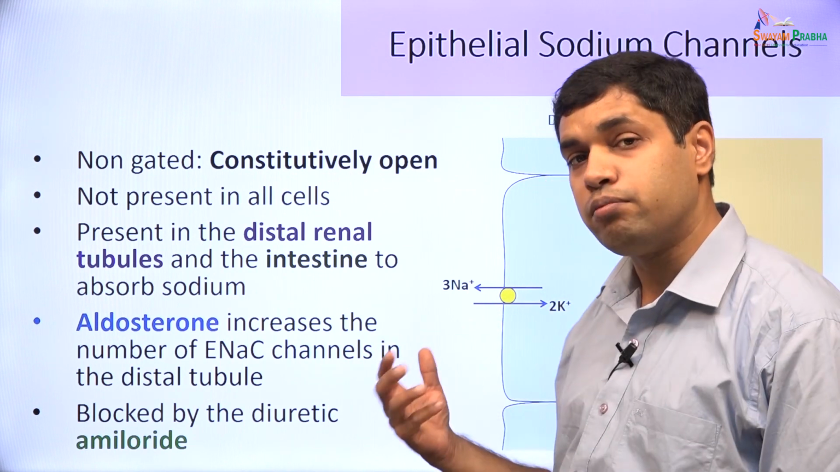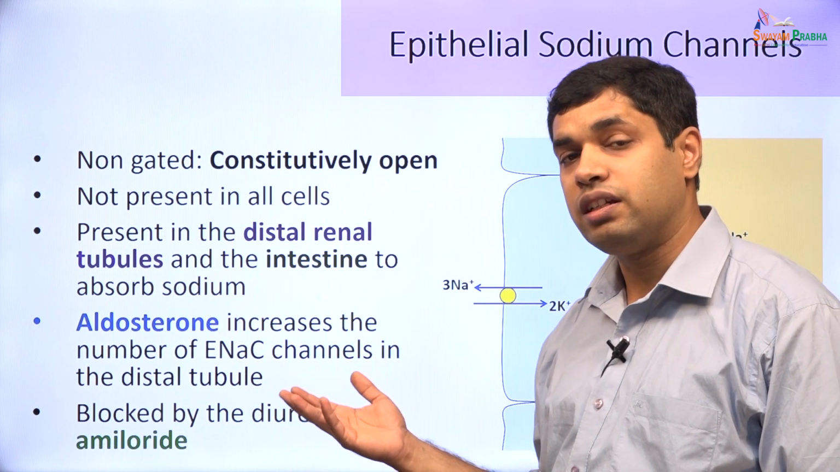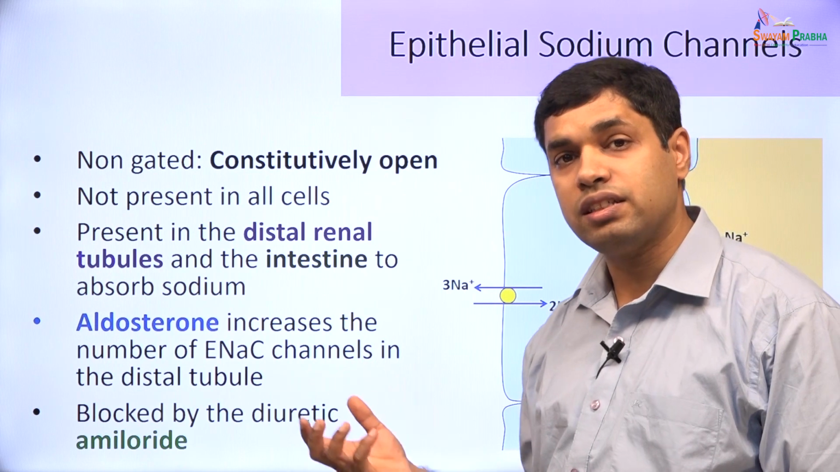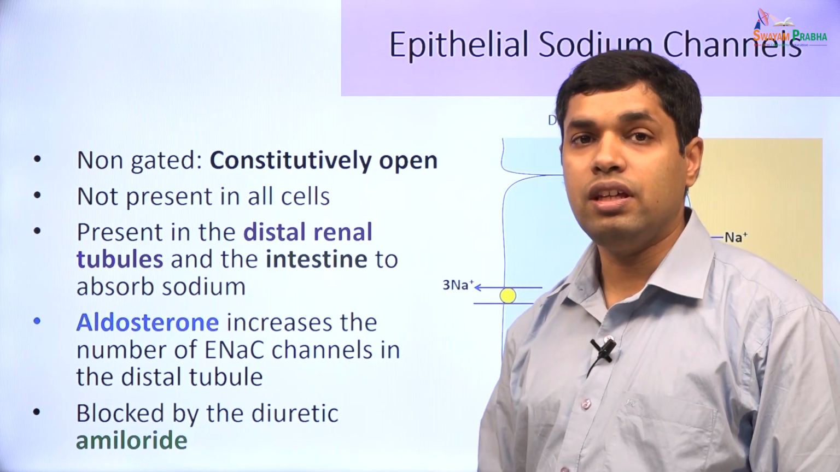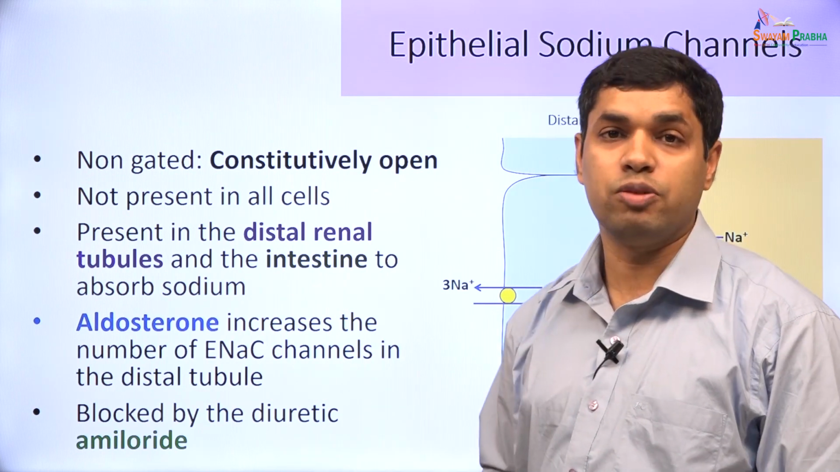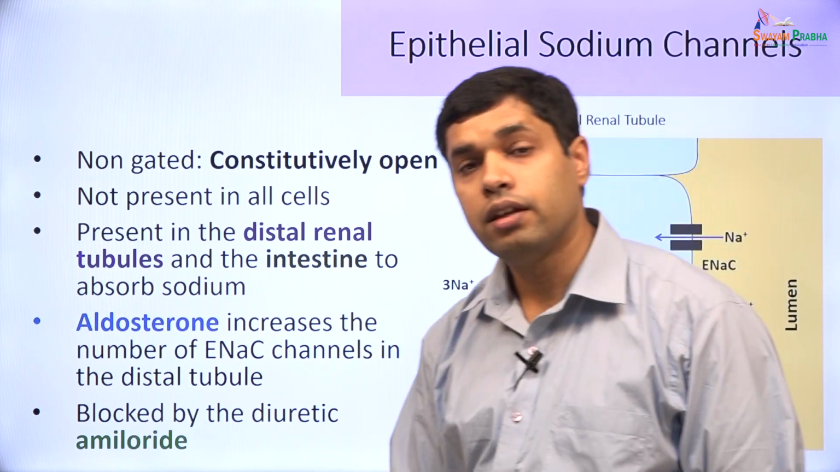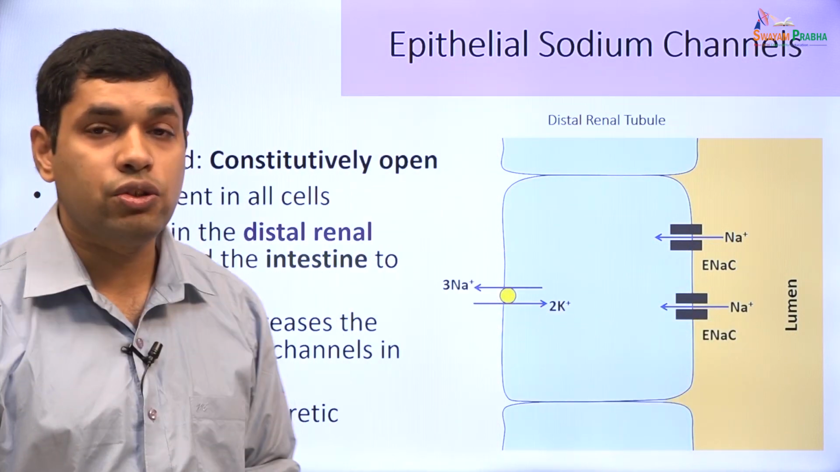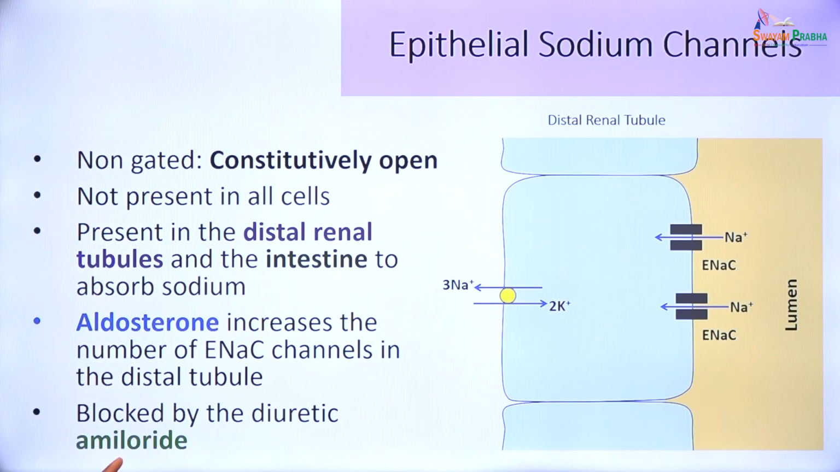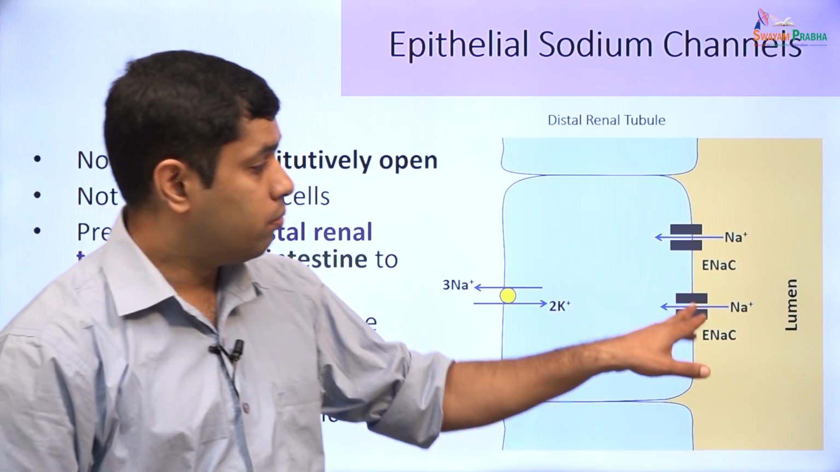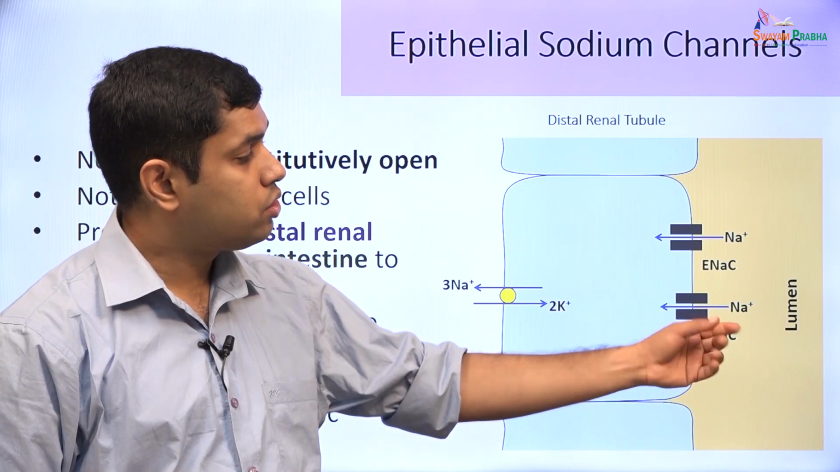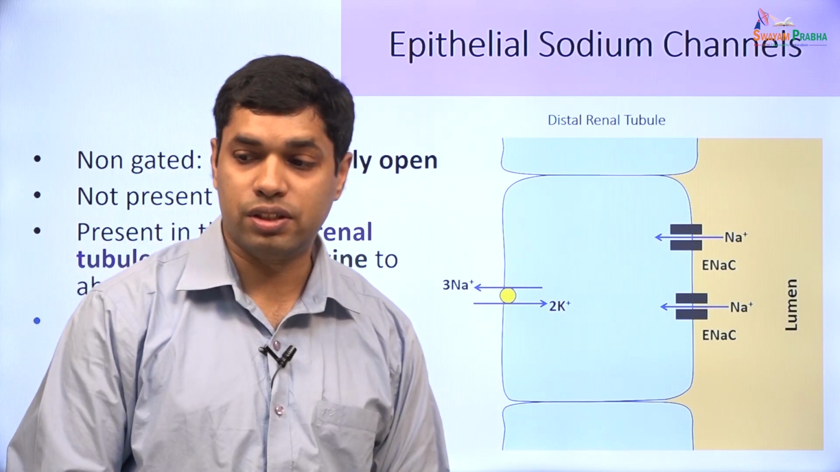actually increases the number of epithelial sodium channels in the kidneys. So aldosterone action in the distal renal tubule increases the number of ENaCs on the luminal side of the membrane, thereby reabsorbing a large amount of sodium. This is also the site of action of the diuretic amiloride. Amiloride blocks this ENaC channel, therefore preventing sodium absorption and causing diuresis.